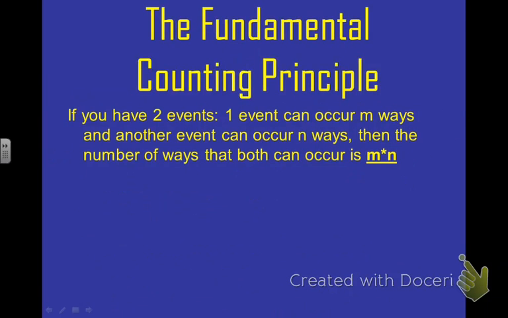So, looking here, if you've got two events, and one event can occur M ways, and another event can occur N ways, basically just M and N are numbers there, then the number of ways that both can occur is M times N. So we're just going to end up multiplying the number of ways.